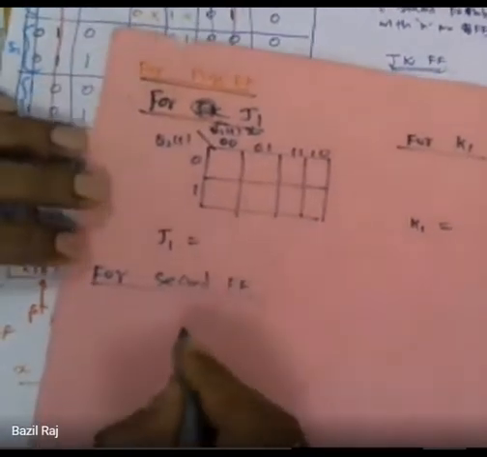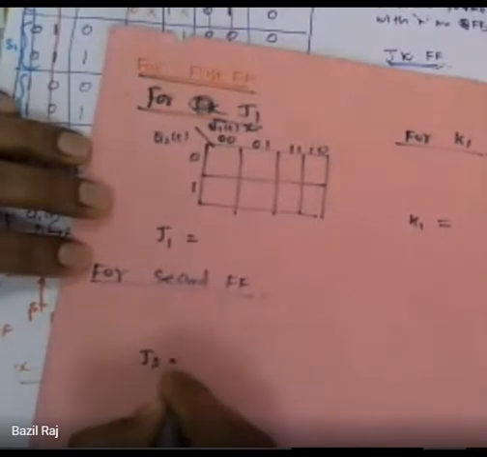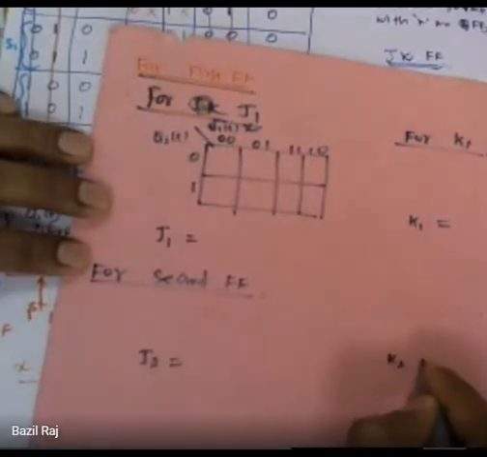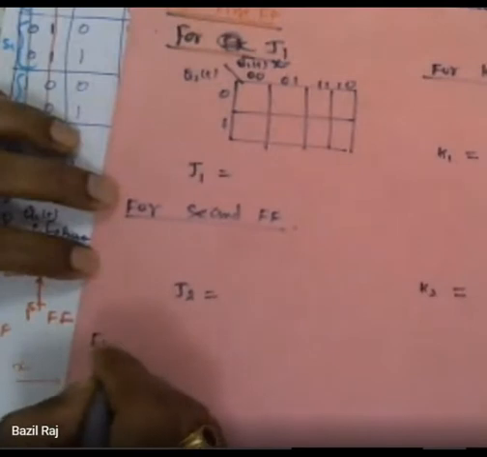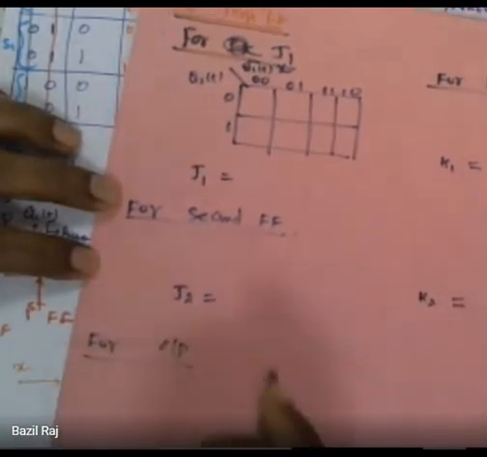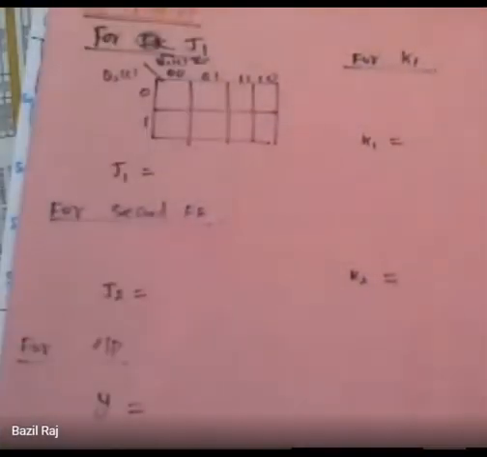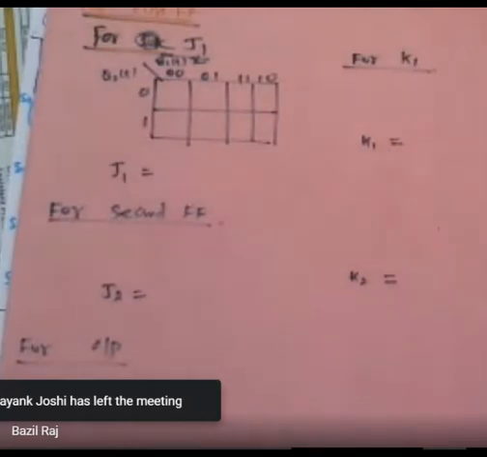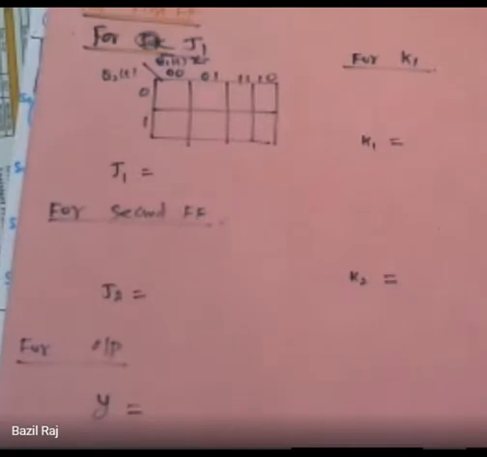Second flip-flop, J2 is equal to, K2 is equal to, and for the output, Y is equal to. You simplify and then tell me the equation now. Take all the don't care conditions also, and then simplify using the Karnaugh map.